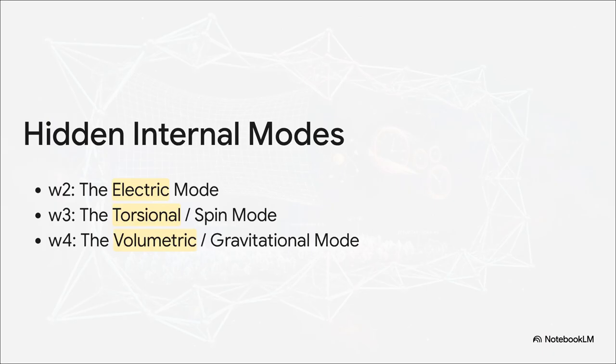So W2, that's the electric mode. Then you've got W3, which is related to torsion or twist, and in this model, that's what gives rise to spin. And finally, there's W4. This is the big one for our story, the volumetric mode. It governs compression and expansion, and as you'll see, it's the source of gravity.